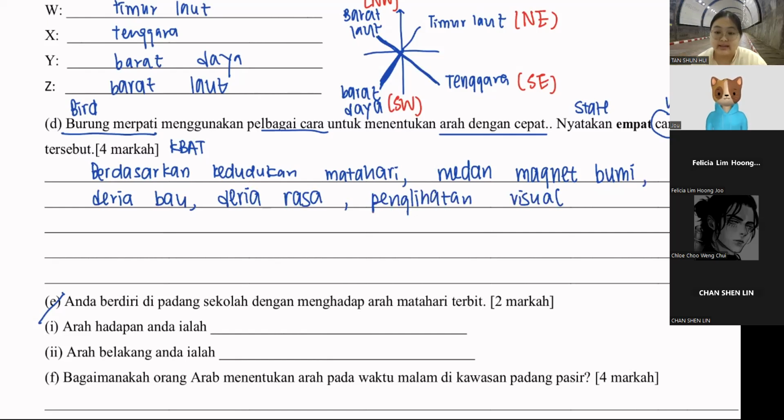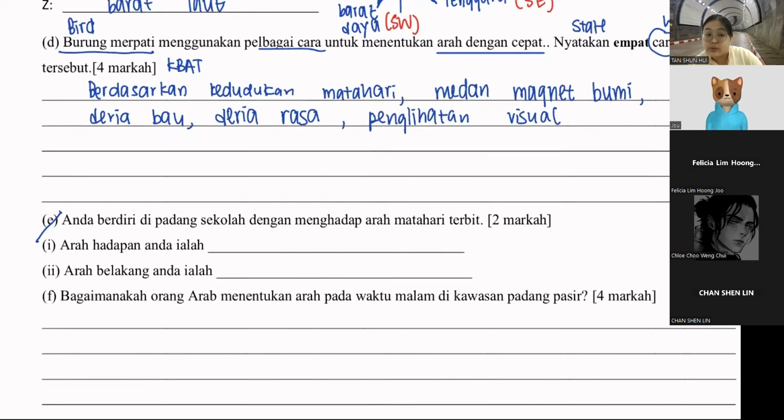Now, other than that, they might also ask you this way. They say, Anda berdiri, you are standing at the padang sekolah, in the middle of the padang, menghadapkan arah matahari terbit. You are standing in the middle of your field, right? And then you are facing matahari terbit. So, arah hadapan, in front of you is what direction? Yes, in front of you is timur. How about behind? If in front is timur, behind will be barat.